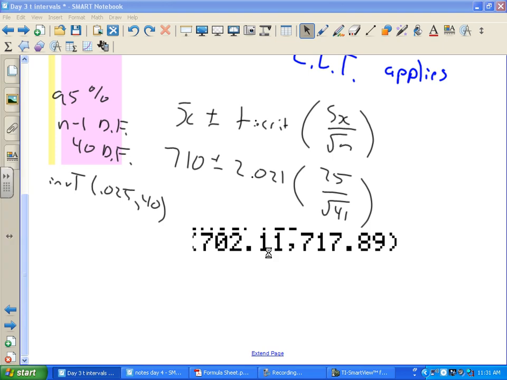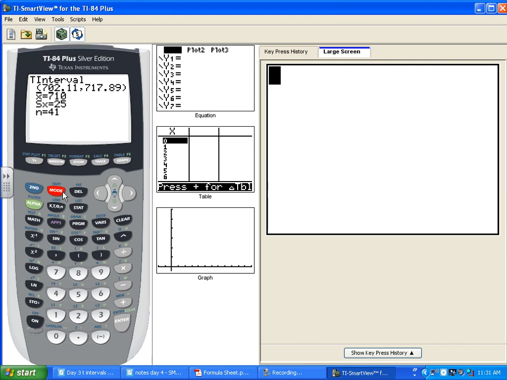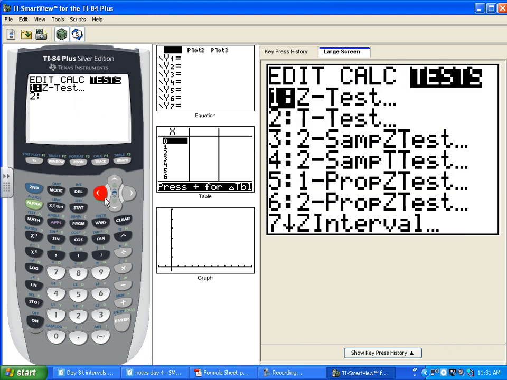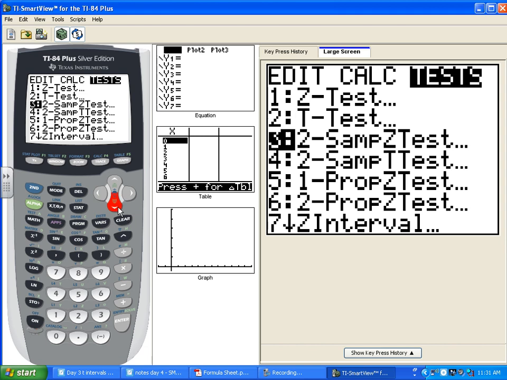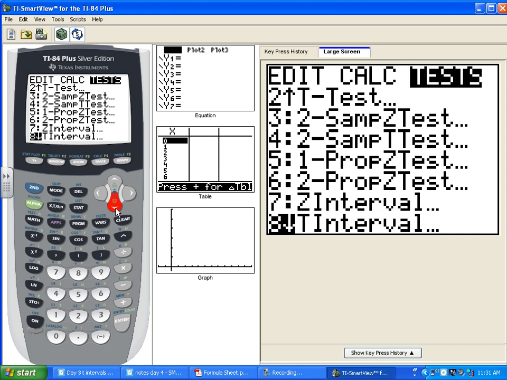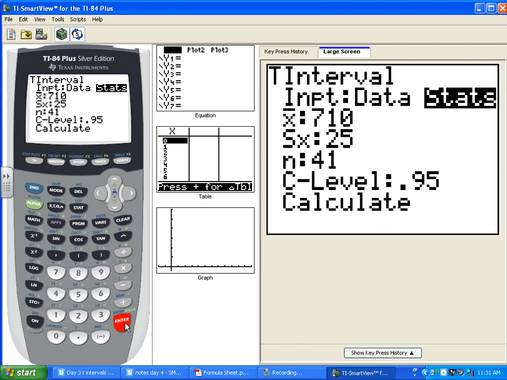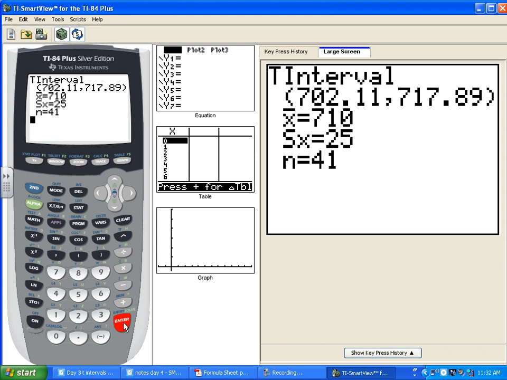Somebody asked me to show the calc again. It is from our main screen, stat, tests. You need to go down to the one that says T interval, which I believe is 8, yeah. T interval. We're pulling it from data. The question came up, when do we use data, when do we use stats? I'm going to talk about data in just a sec. Stats here, make sure that's hard. Get your information. We have a mean of 710, standard deviation of 25, 41 tests in our sample, and we want the 95% confidence level. Okay? And that gets our answer.